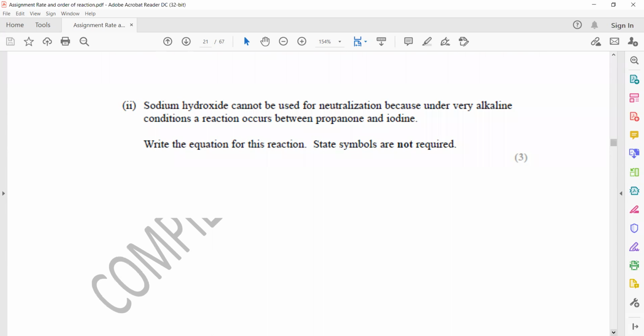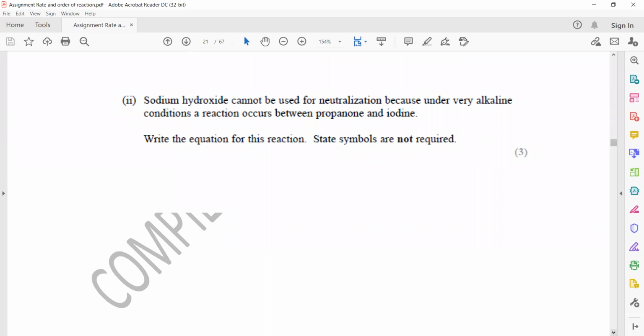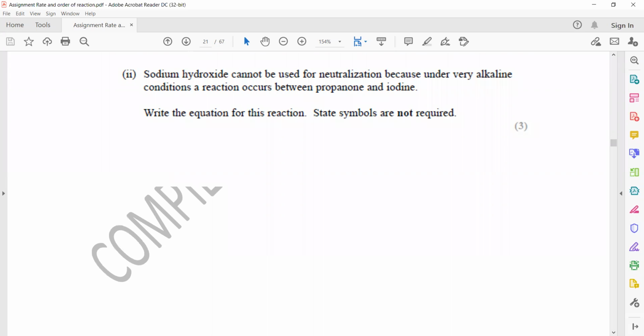The next part: sodium hydroxide cannot be used for neutralization because under very alkaline conditions, a reaction occurs between propanol and iodine. So write an equation for this. This is related to organic chemistry, so that we will do later. We only completed the first topic, which is about kinetics.